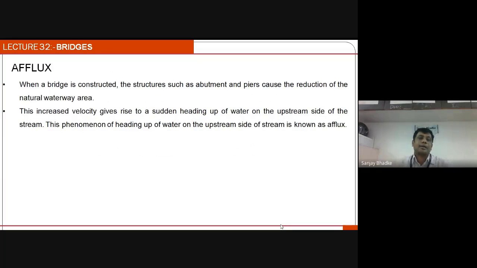We know that afflux, when a bridge is constructed, the structures such as the abutment and pier cause the reduction of the natural waterway area. The increased velocity gives rise to a sudden heading up of the water on the upstream side of the stream. The phenomenon of heading up water on the upstream side of the stream is known as afflux.